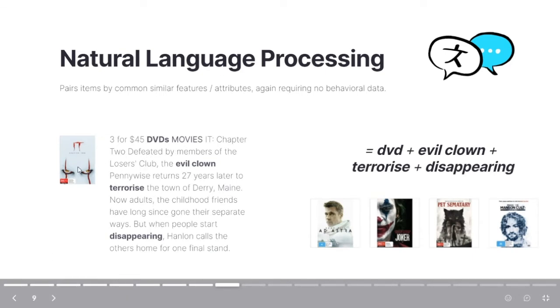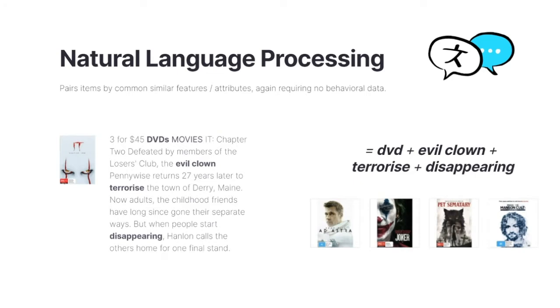So in this example here, you can see we have the movie It, and you can see here that we've extracted the relevant words: DVD, evil clown, terrorize, and disappearing. And what we've done is we've calculated the descriptive similarity between these keywords and other items on site. So super powerful in your electronics vertical, also in furniture and also in fashion, where sometimes maybe the imagery isn't powerful enough. We can use the NLP as a fallback tactic to ensure that we're calculating the similarity between items.